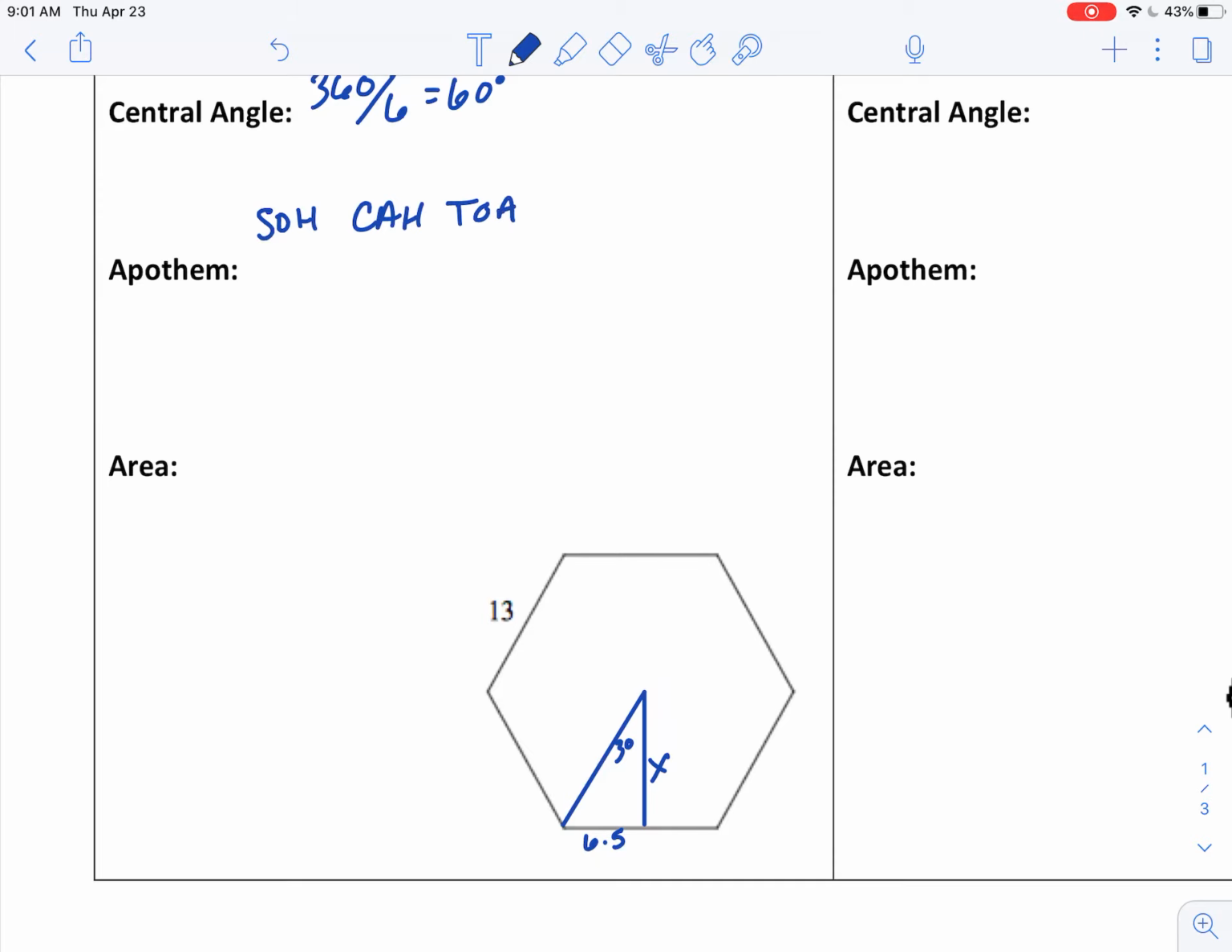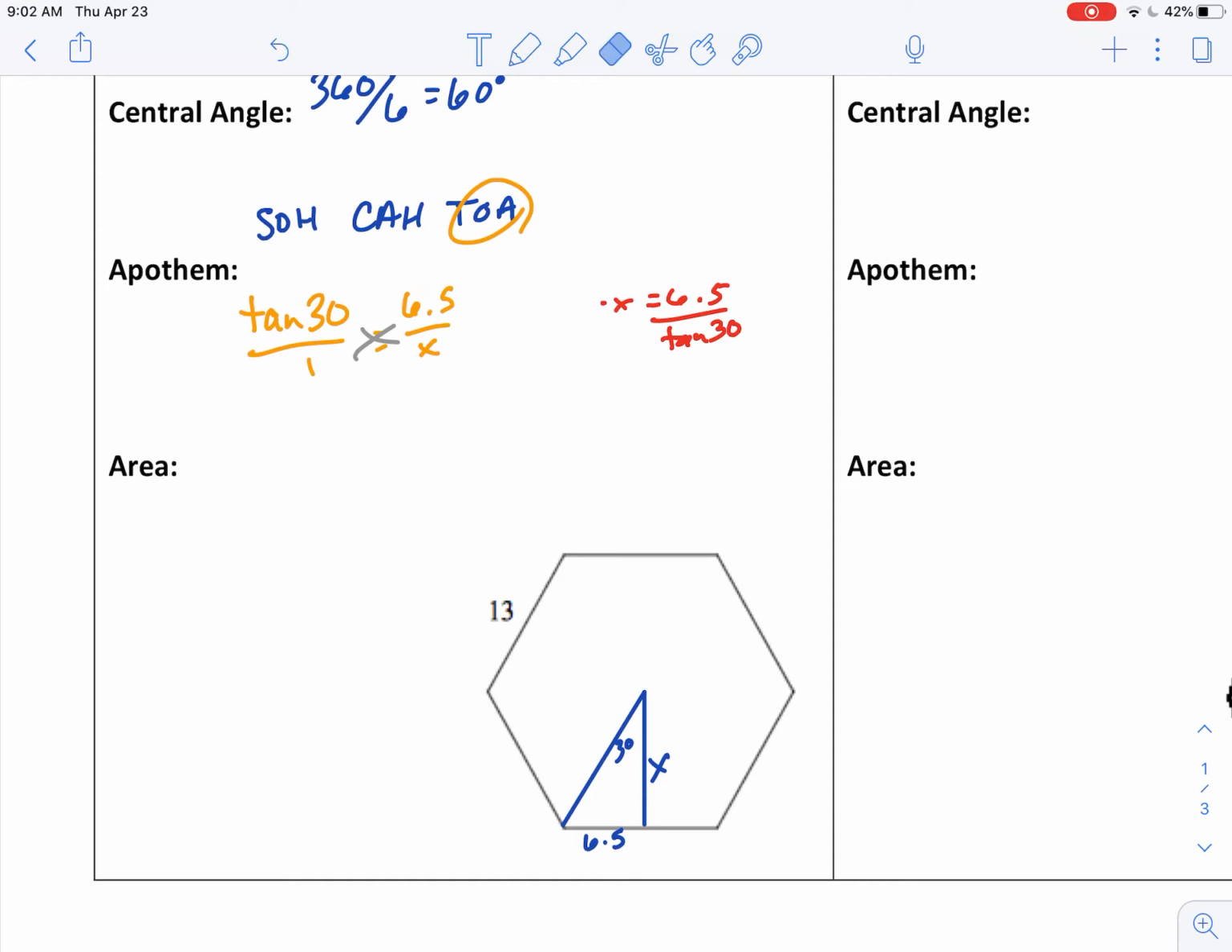All right, so my apothem, I don't know, that's x. And how we're going to find that is we'll take the tangent of 30, because that's opposite and adjacent. So know your SOHCAHTOA. I've got opposite and adjacent, so I want tangent. And we'll do the apothem. So to find the apothem, tangent of 30 is opposite over adjacent.